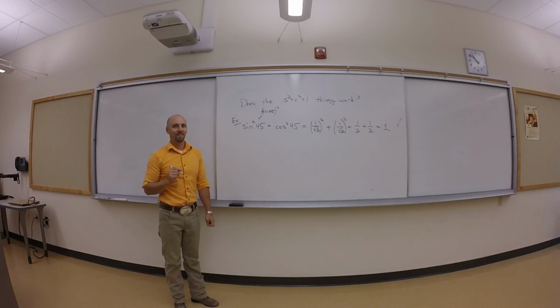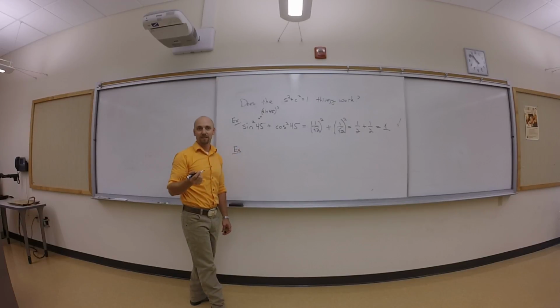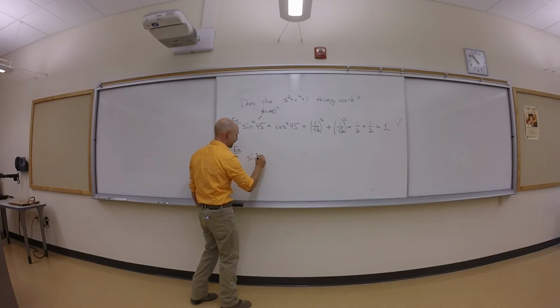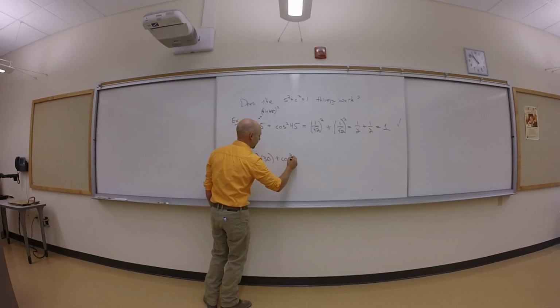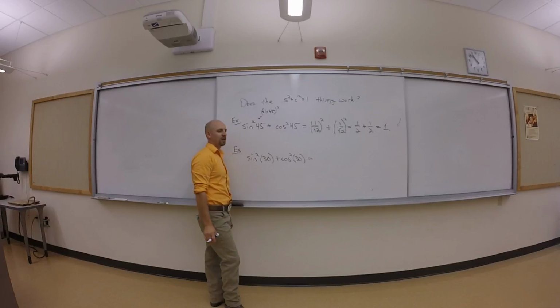Right? Let's try something else. Okay, let's try, what do you want to try, 30 or 60? 60. Either one, I don't care. Okay, I'm going to try 30 because it was suggested first. So sine squared of 30 plus cosine squared of 30. Okay, what's sine of 30 degrees?